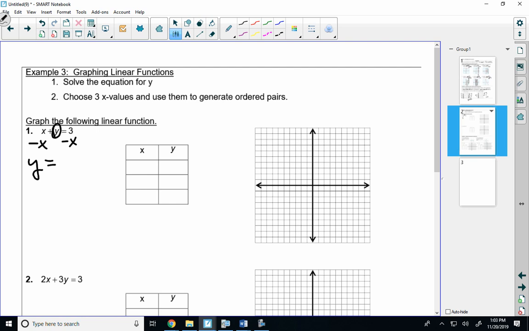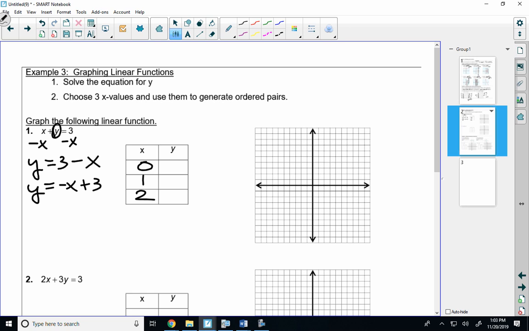So I have y equals 3 and x are not like terms, so you could either write it as 3 minus x, or you could write it as y equals negative x plus 3. Either one you can write out as. And then you just want to pick some nice, neat x values. What are some nice, neat x values? 0, 1, and 2. And then you go ahead and plug in.